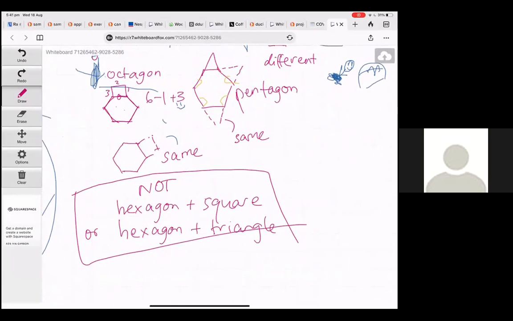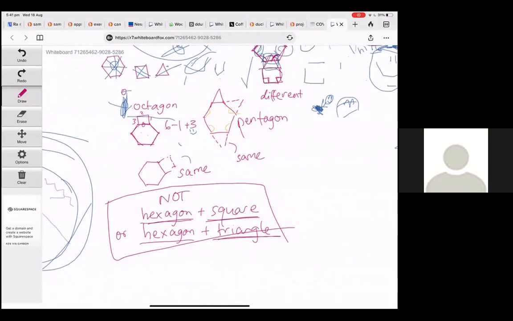So everyone agrees that it can't be a hexagon with a square because we already checked. And it can't be a hexagon and a triangle because we already checked that case as well. I need to refresh. It's not letting me refresh. Okay, we'll wait for you. How do you refresh? Oh, I'm pressing it multiple times.